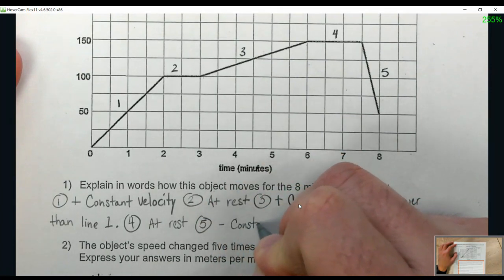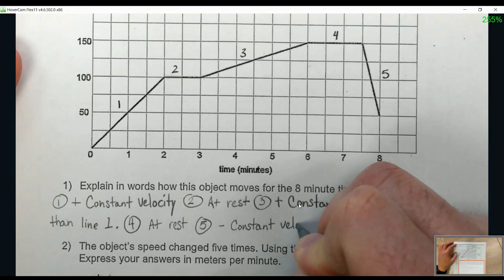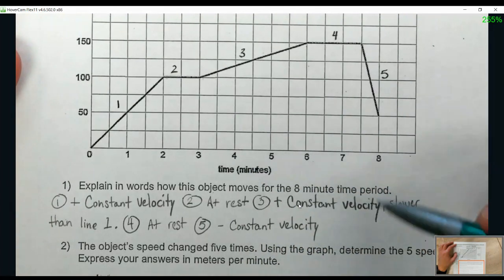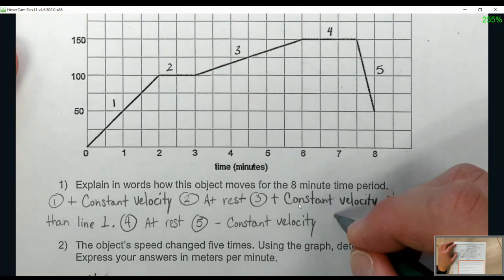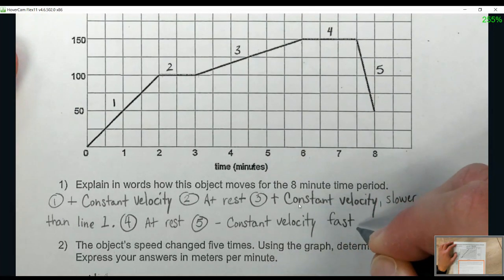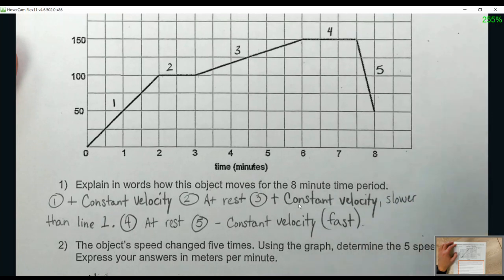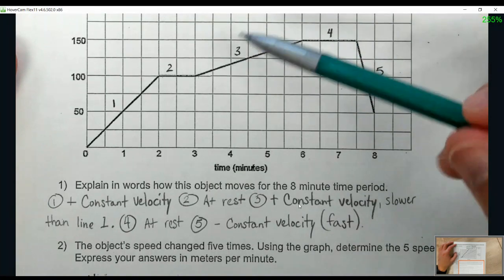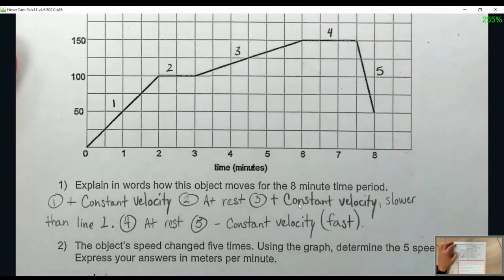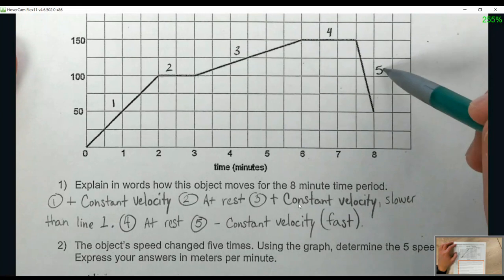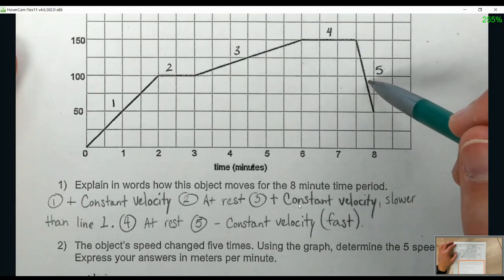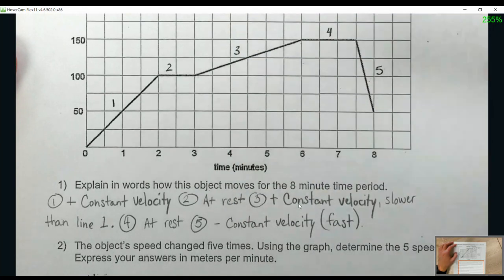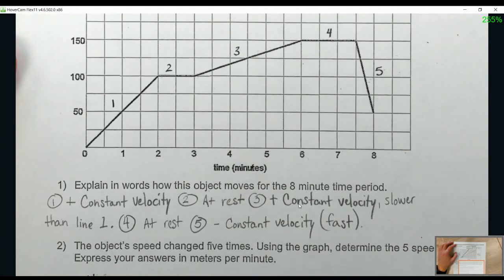Faster than 3. Should we write that too? We could definitely say it's faster than 3. How about for this one we just write fast. Fast as hell. Yeah. All right, and how do I know? Well, it's steeper than 3 by a lot, and it's definitely steeper than 1 as well. So when we calculate the velocity, 5 should have the fastest or highest magnitude. It should be the fastest velocity, fastest speed.